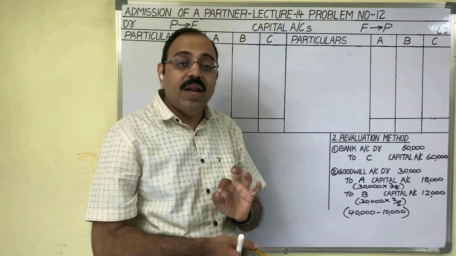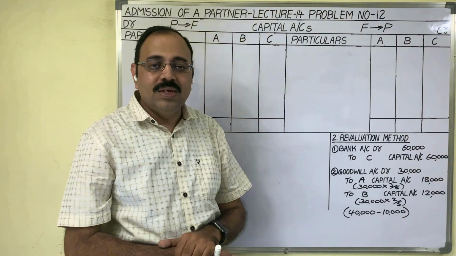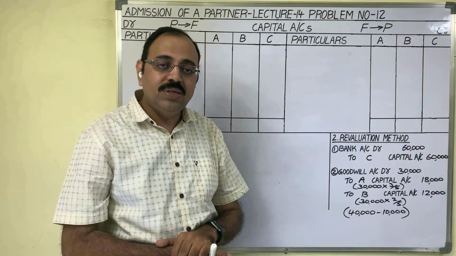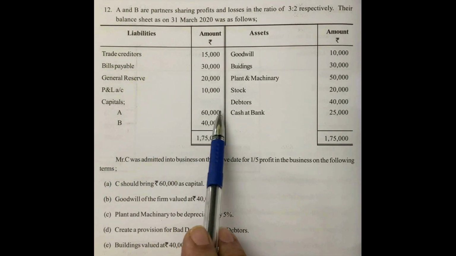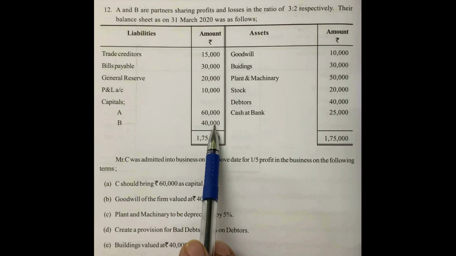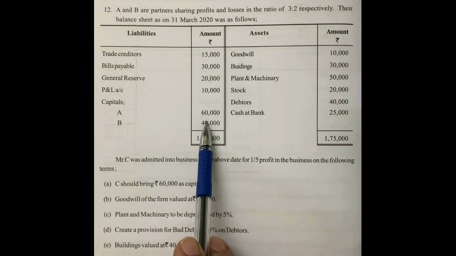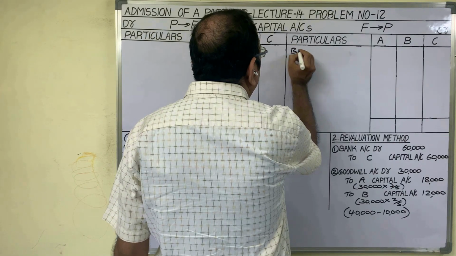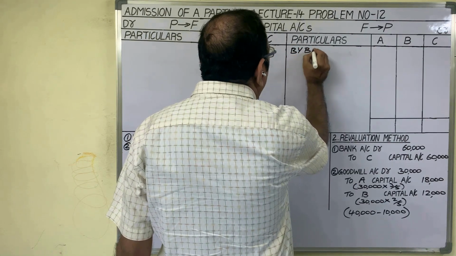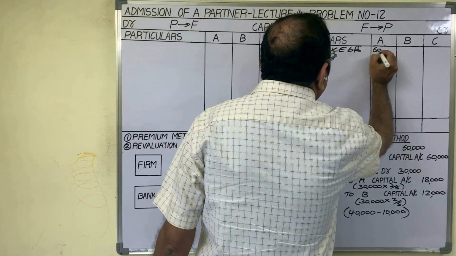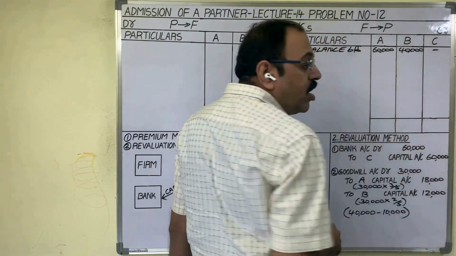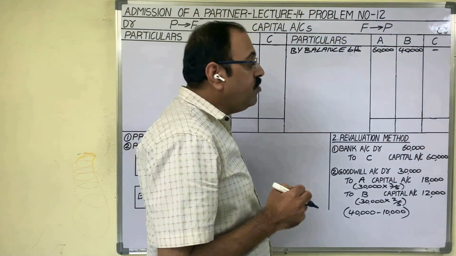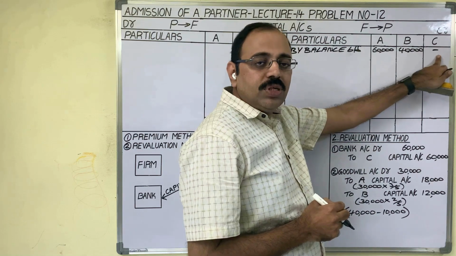Let us start the capital accounts with the opening balance. From where should we take this amount? In the old balance sheet, on the liability side, capitals of A and B, 60,000 and 40,000, are given. These two are known as opening balances. These amounts we have to write here. On the credit side we have to write the opening balance: by balance brought down 60,000 rupees and 40,000 rupees. The new partner's amount is not given in the old balance sheet. Therefore, for the new partner, don't write any amount.